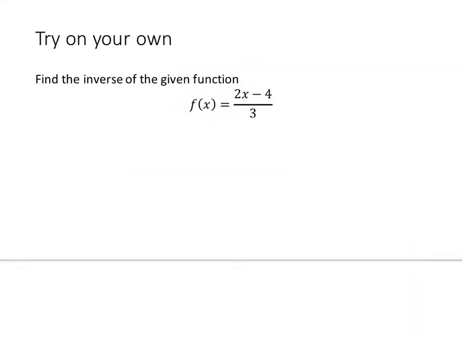So this is your try on your own. Remember, you want to first get everything away from x, solve for x, and then you're going to want to trade your inputs and outputs, they need to trade places, and then rewrite it as f to the -1 for that inverse function.